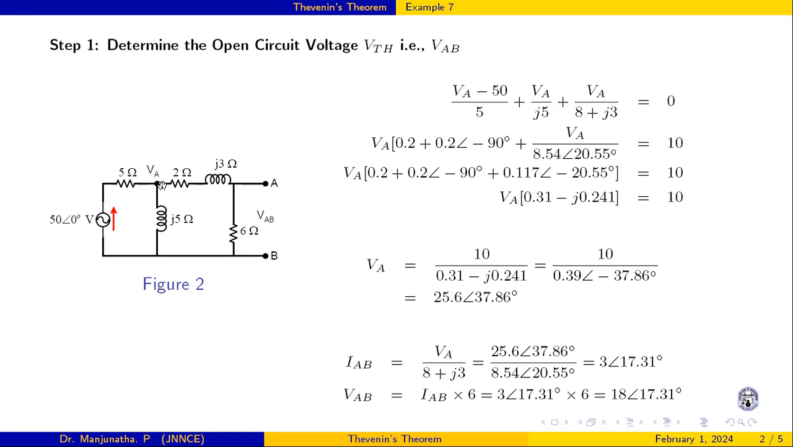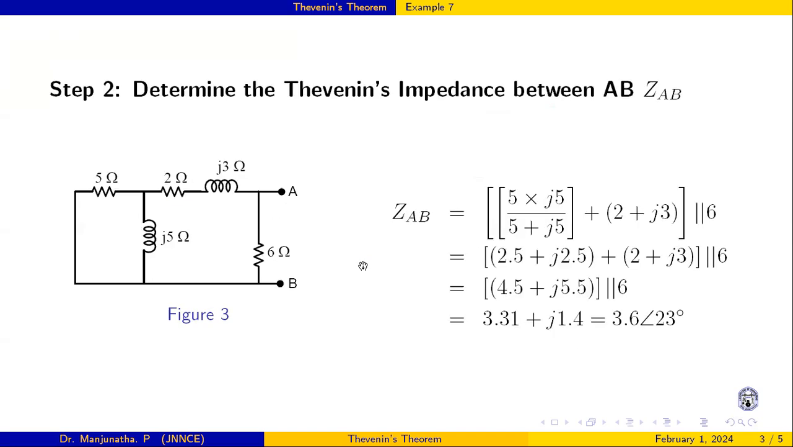Now I will find the current through this branch, which I'm going to call IAB. It is VA divided by (6 plus 2, 8 plus j3). After simplification, the current is 3 with a phase angle of 17.31. Next, the drop across the 6 ohms is that current times 6, which is 18 volts with a phase angle of 17.31. That is VAB.